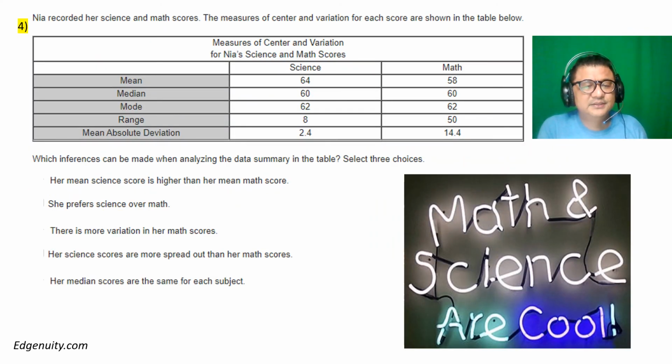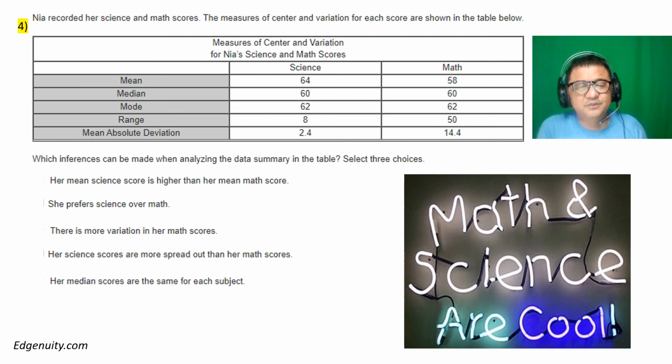Okay, next. Nia, let's read the problem. Nia recorded her science and math scores. The measures of center and variation for each score are shown below. Oh, thank God, it's already there. All the data I need are already there. Okay, which inferences can be made when analyzing the data summary of the table?